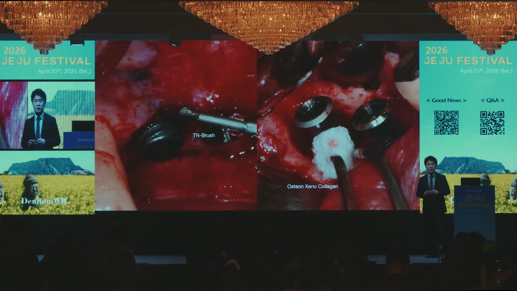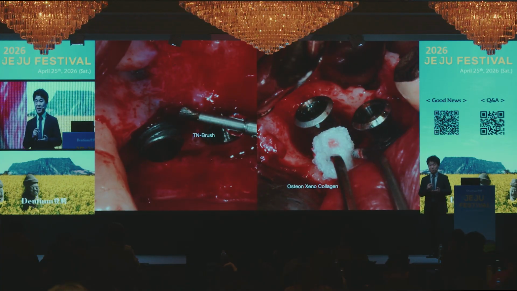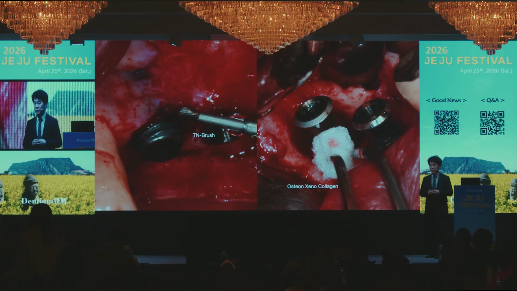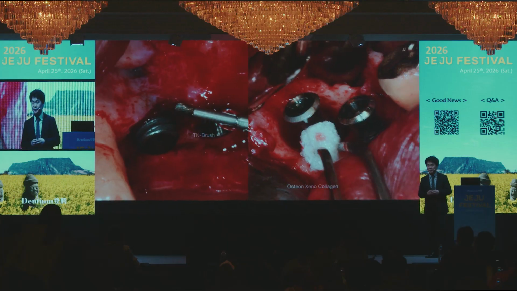This photo is representative, showing bone graft after surface decontamination, such as with a titanium brush, and then we have to check the potential for regeneration. We call it reparative potential. And then we can fill the bone according to the bone defect configuration, such as with osteogenic collagen.